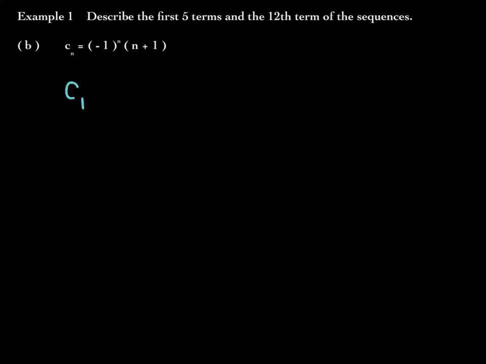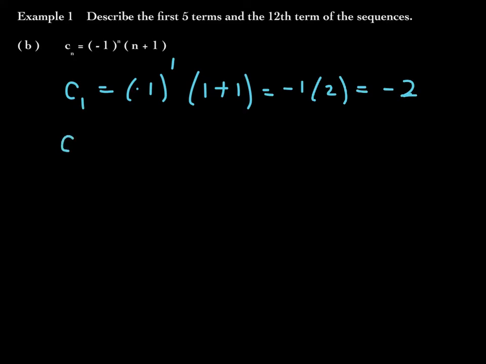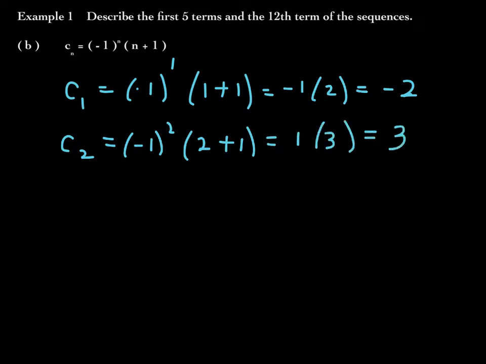So c sub 1 would be equal to negative 1 raised to the first power times 1 plus 1. Now notice what we did. Everywhere there was an n, we replaced it with 1 to find the first term. So then this is negative 1 times 2, which is negative 2. So negative 2 is our first term. c sub 2 would be equal to negative 1 squared times 2 plus 1. Be careful when you're plugging in your n values. So it'd be positive 1 times 3, which is positive 3.